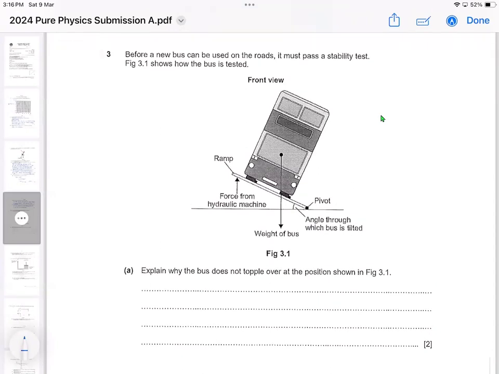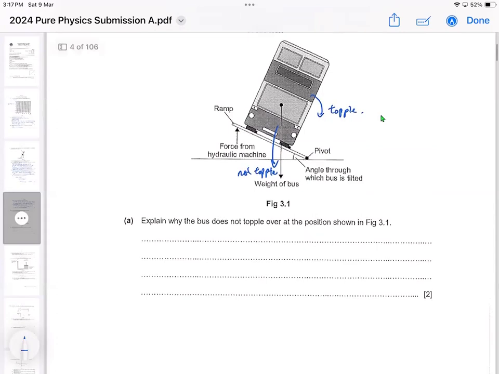Okay, so it does not topple, meaning that the force will actually push it down this way. This will be not topple. Okay, this is if the moment acts this way, then it will topple. So the line here will mention the line of action of the weight.